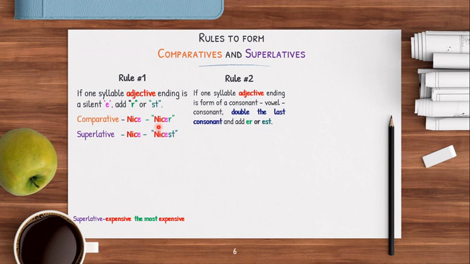If a one-syllable adjective ending is formed of a consonant, vowel, consonant, double the last consonant and add er. I missed adding ed over here. I apologize for that. So you will have the correct slides later. Okay, a little bit updated. I apologize for this.